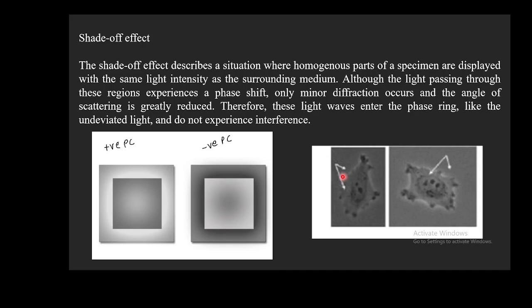Okay, this is in case of the positive phase contrast microscope. This central region, because this is having the homogeneous structure like the cytoplasm, it will look brighter because it is not deviating the light like the surrounding medium. In case of the negative phase contrast microscope, the central region is homogeneous, so it will look darker like the surrounding medium. Okay.